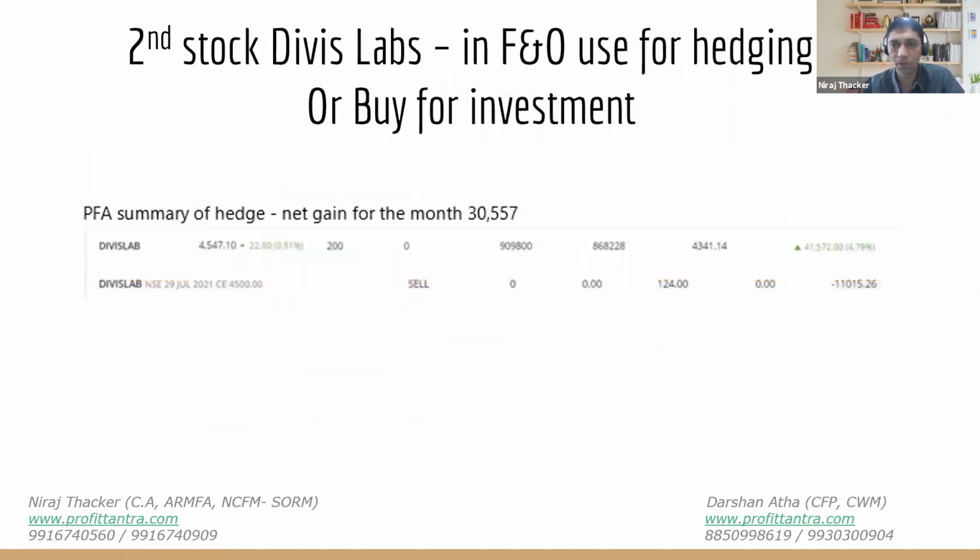Then the second stock is DV Slab. A few examples like these are real trades, how we have posted for DV Slab. These I have not posted. This is a recent example of how I'm using it for hedging. For hedging, we bought cash and sold options, and we made some 30,000 like that.